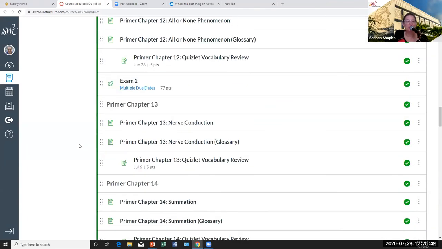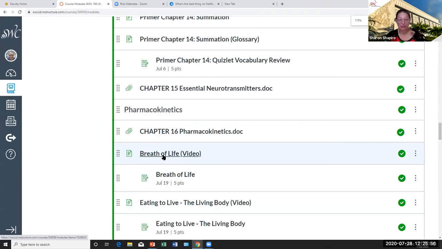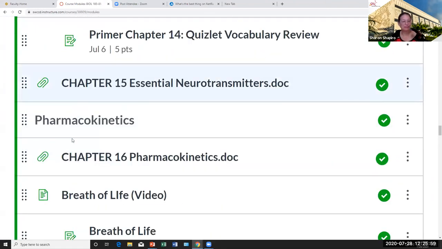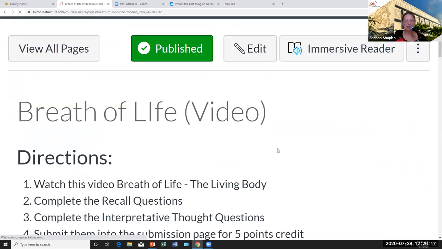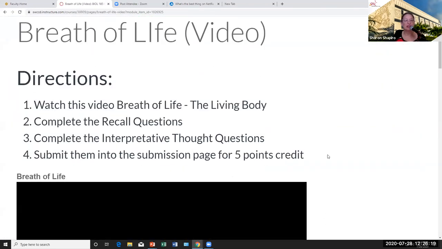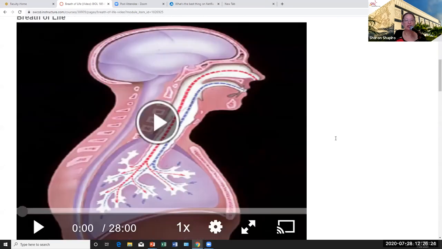Let me show you, for example, Breath of Life. I don't know if you can see this, let me make it bigger. The symbol, when it has this little pencil, means it's an actual assignment where there'll be a portal window where you can submit it. When it just has no pencil, that's just the page, the content. When you click on this one, it brings you into the video and tells you to watch the video and do the interpretive questions, which are here at the bottom.